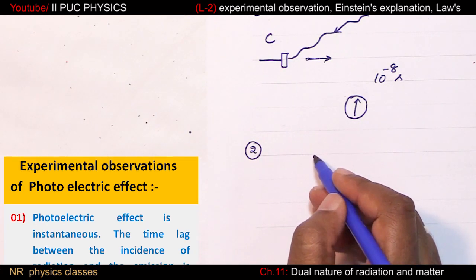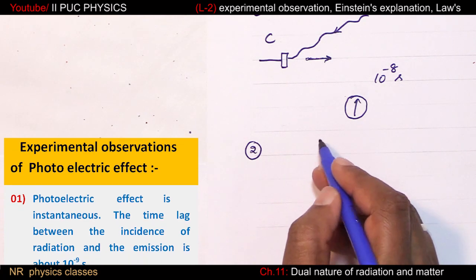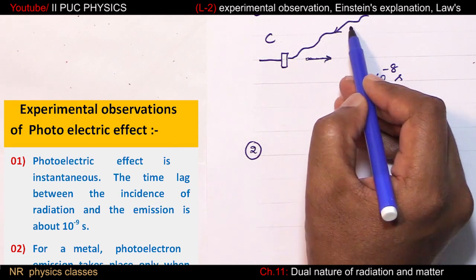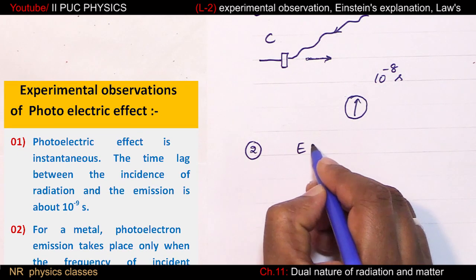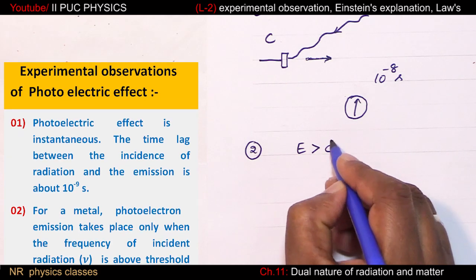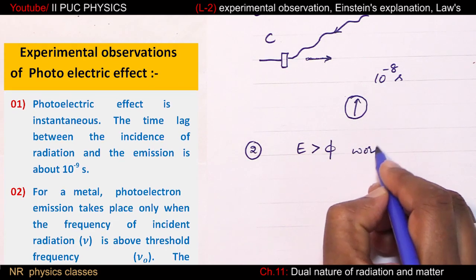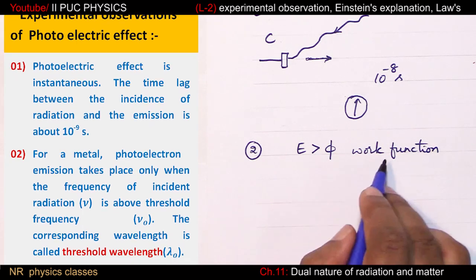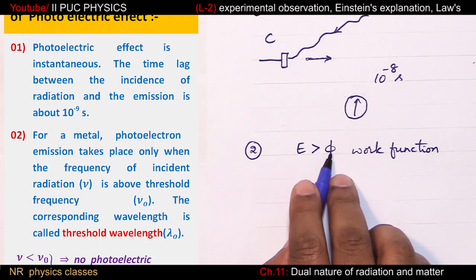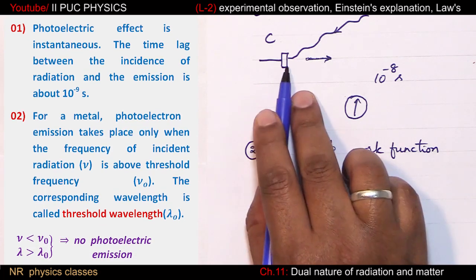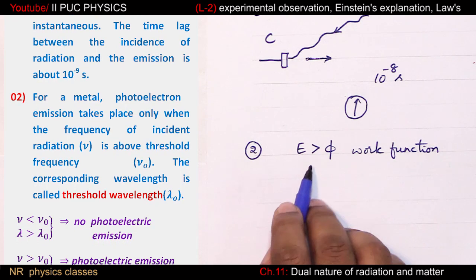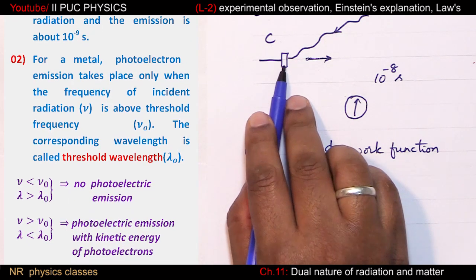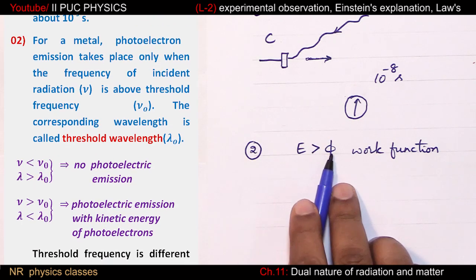Second, for emission of photoelectrons, energy of incident photon must be greater than work function. So phi stands for work function. Work function is the minimum energy required to release electrons, and this work function depends on the material used. So from material to material, work function changes.